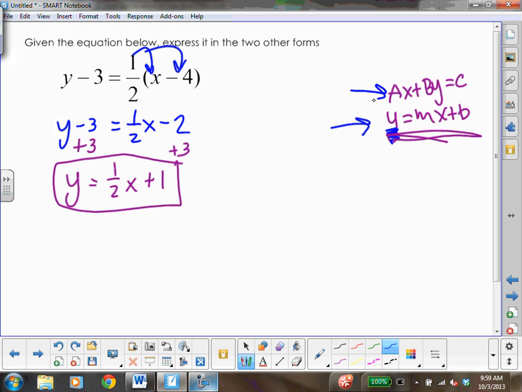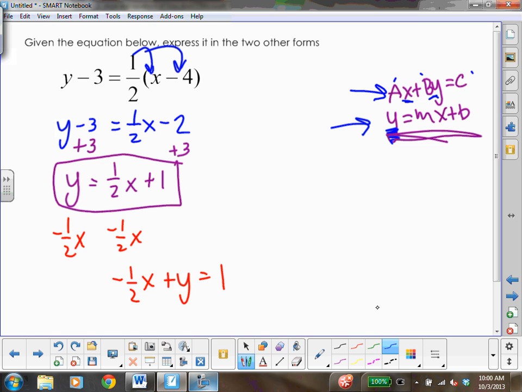Now, for standard form, I notice that x and y are on the same side of the equation. And from the definition, a, b, and c all have to be integers. And the a term shouldn't be negative. So the first thing I'm going to do is get x and y on the same side. And I could start from the beginning, or I could use the slope-intercept form. I'm going to get x and y on the same side by subtracting 1/2 x from both sides. So I have -1/2 x plus y equals 1.